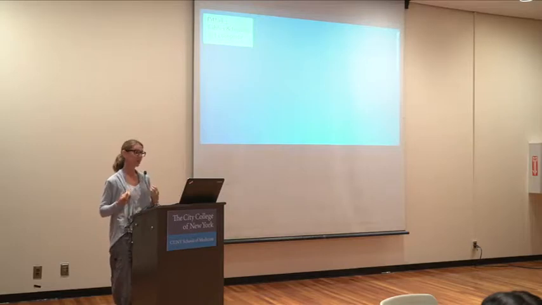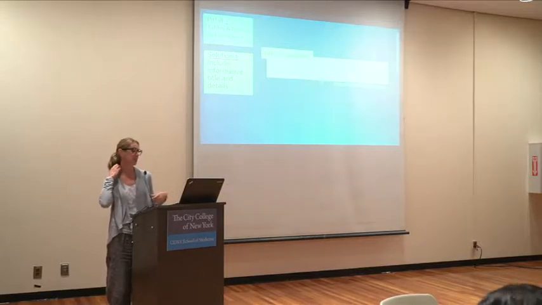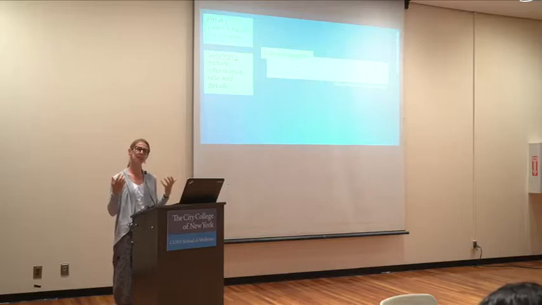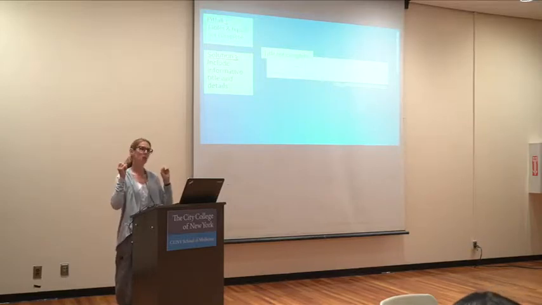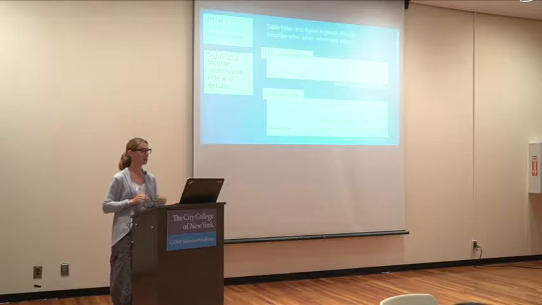In this scenario, the tables and figures are not complete. In this particular example, the title is not complete, so I would not consider this title to be complete. Again, I feel like as writers, often we're iteratively creating these drafts, and we might just put something in as a placeholder and kind of forget to go back and really make it very precise. So the titles and legends for tables and figures should really be very complete, including who, what, when, and where.